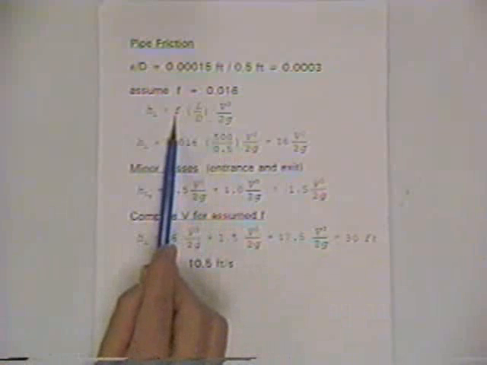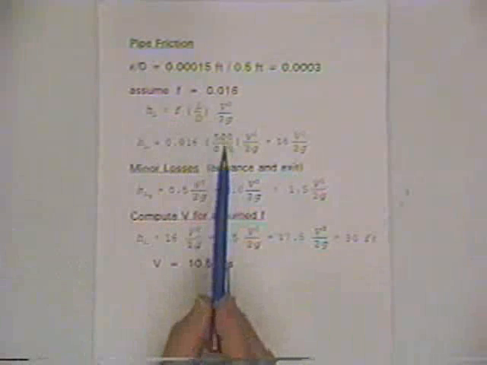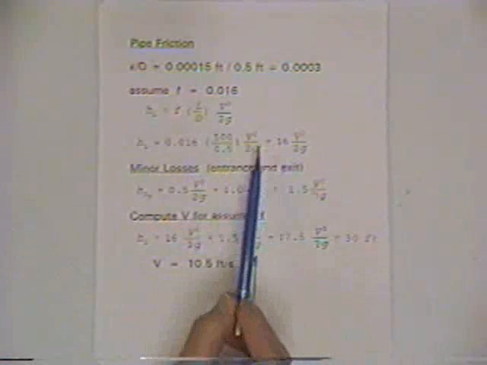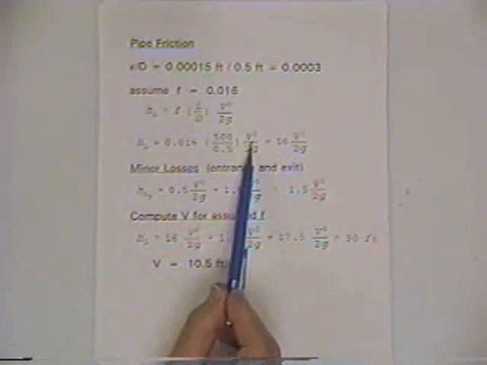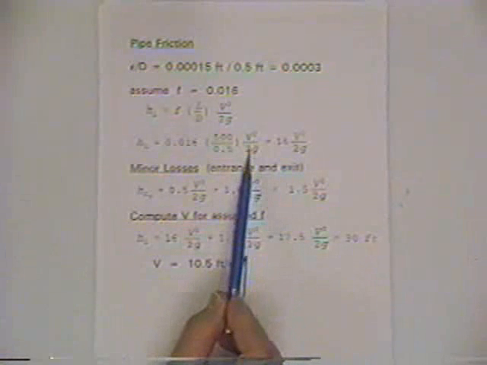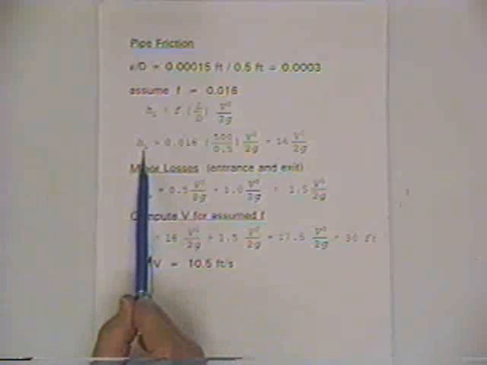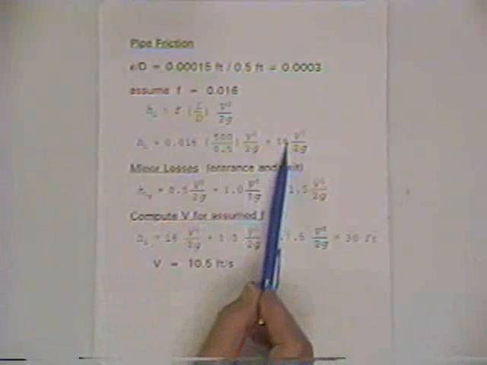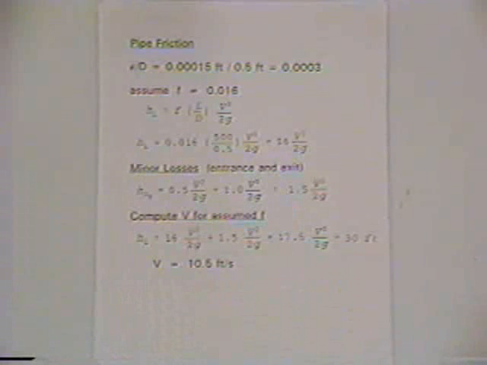And so we plug in the number for the friction factor and the length of the pipe, the diameter of the pipe. We don't know the velocity head, as we just said, and so we just write down the velocity head, and we find that the head loss in that 500-foot long length of pipe is 16 times the velocity head.